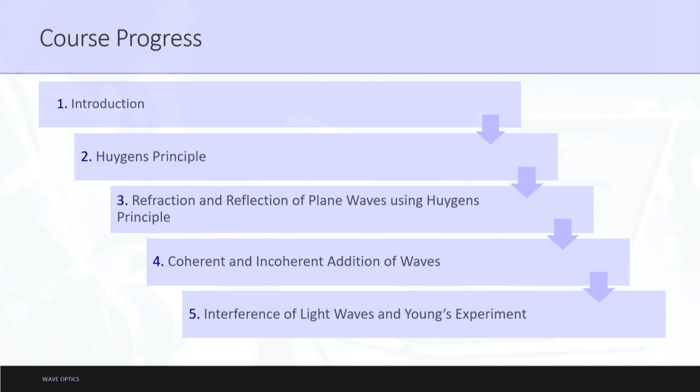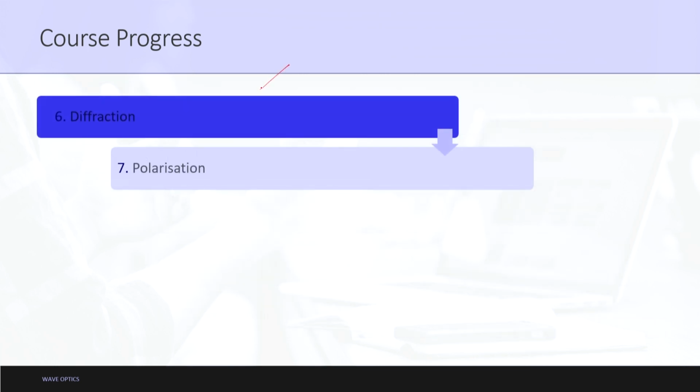So for the course progress, we understood the introduction, that is wave optics, how it is different from Descartes' theory, then Huygens' principle about wavefront, then the proof of refraction and reflection, coherent and incoherent addition of waves, and interference of light waves in experiment. Right now we are on the diffraction concept. After the resolving power of optical instruments is done, we will move on to polarization, and after polarization is done, that is the end of your wave optics.